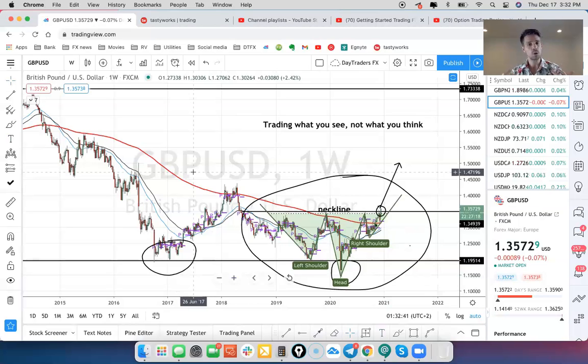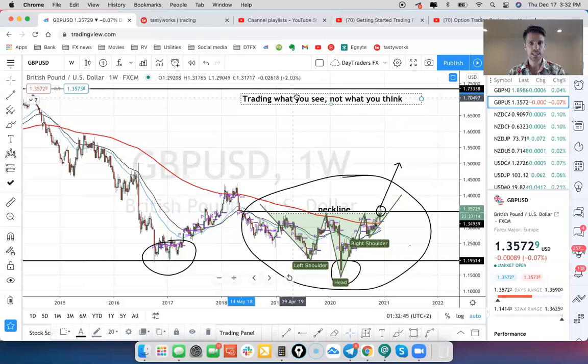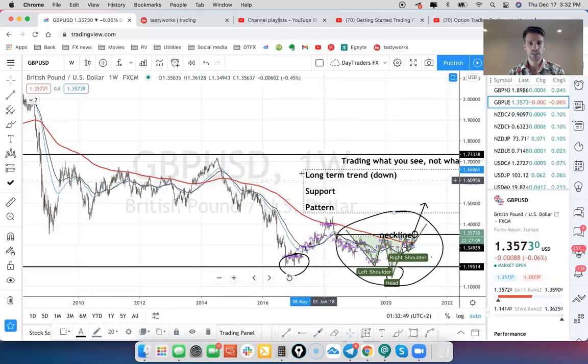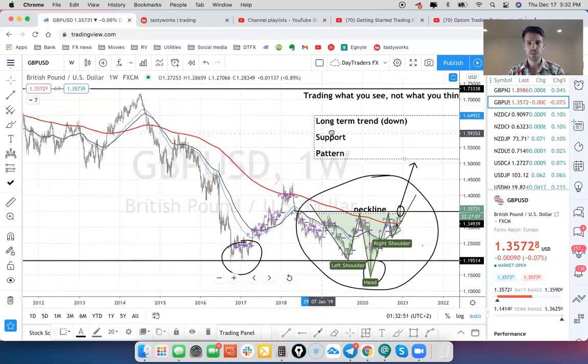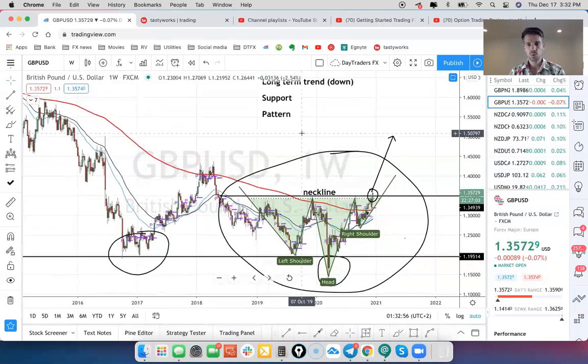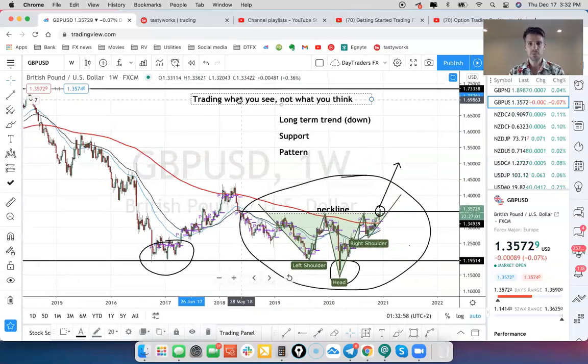But we've got to know what we're looking for. We've got to know what we're looking at. And that is the technical analysis side of it. Here's all I really care about: what is the long-term picture on this chart? So what are we going to do with the pound dollar? We're going to trade it up.